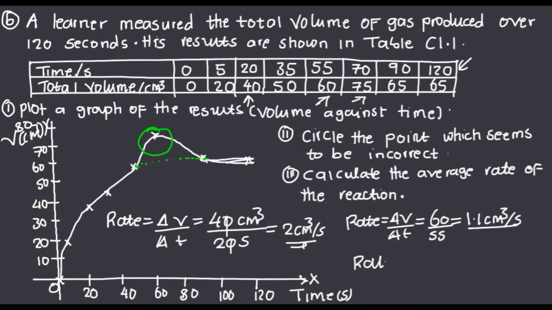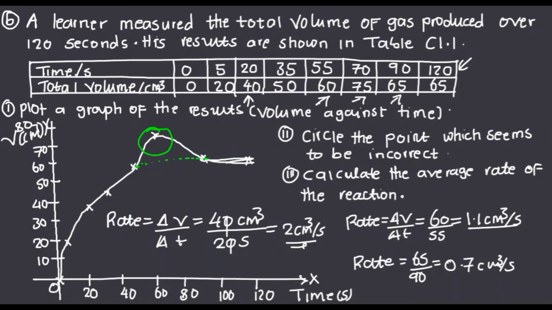Then the third one, I'm going to use this, since this point T shows that the reaction has stopped. The last point where the reaction stopped was 90 and 65. So we'll say 65 divided by 90. 65 divided by 90, I'm getting 0.7 cubic centimeters per second.